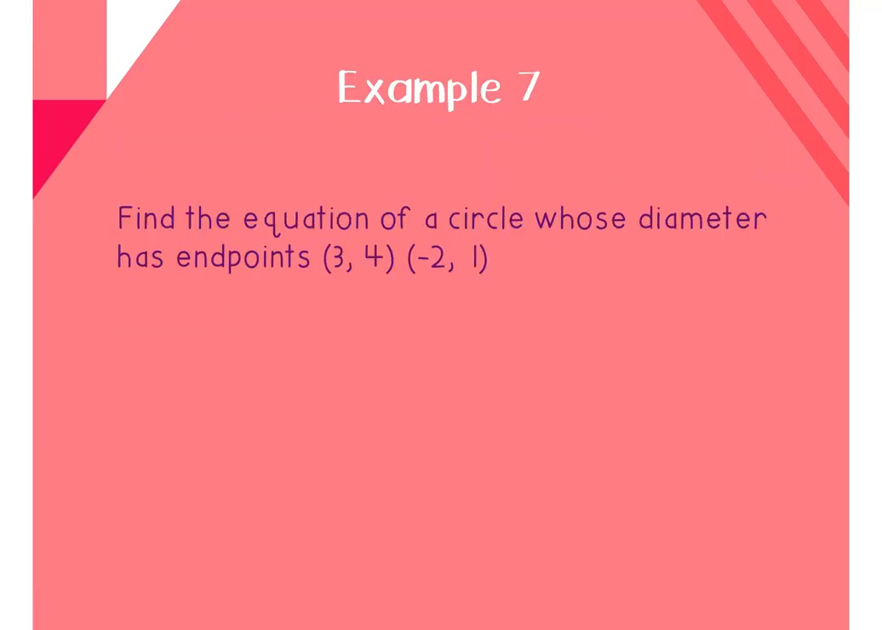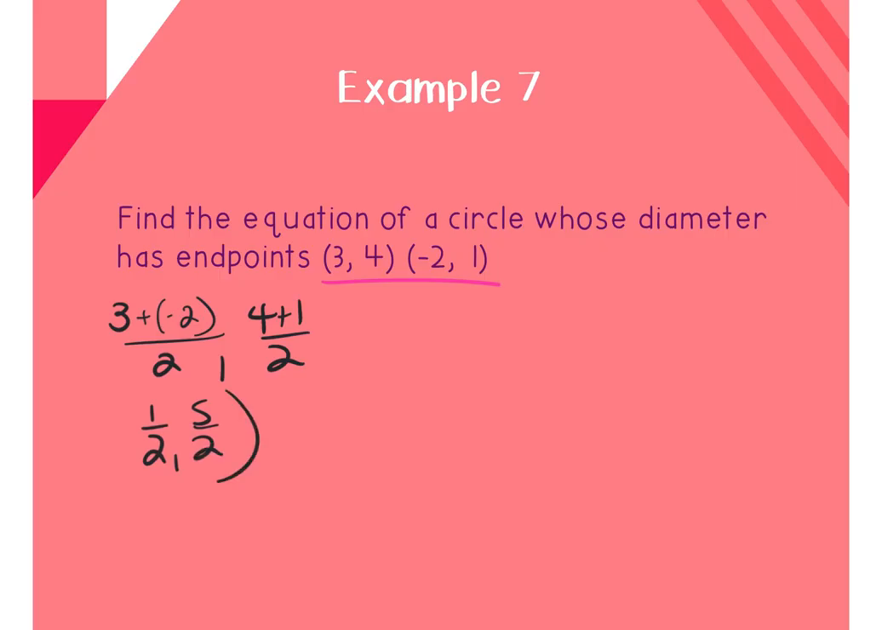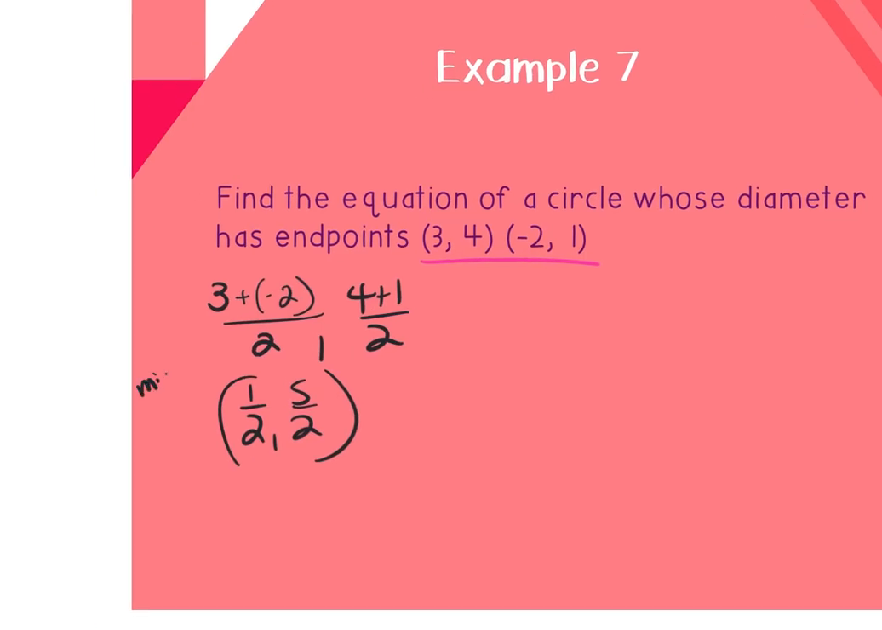This time it says find the equation of a circle whose diameter has the endpoints (3, 4) and (-2, 1). So what didn't I give you this time? The radius or the center. How could I find the center? Midpoint between the endpoints. So I'll find the midpoint with these two. So (3 plus a negative 2) over 2 and (4 plus 1) over 2. And I get 1/2 and 5/2. That's your h, k.